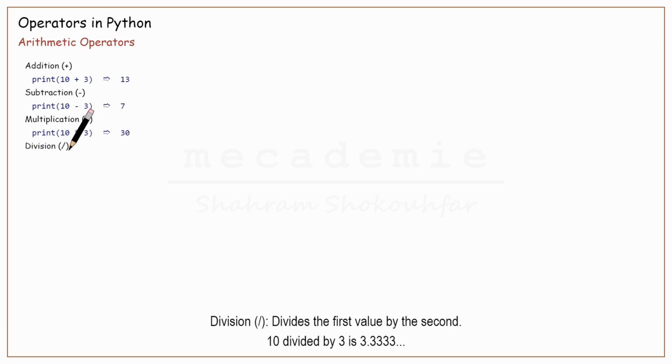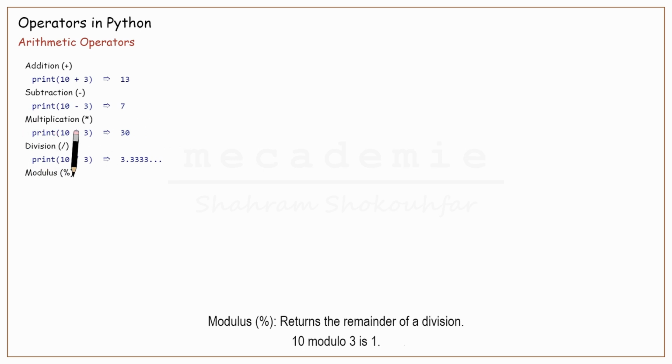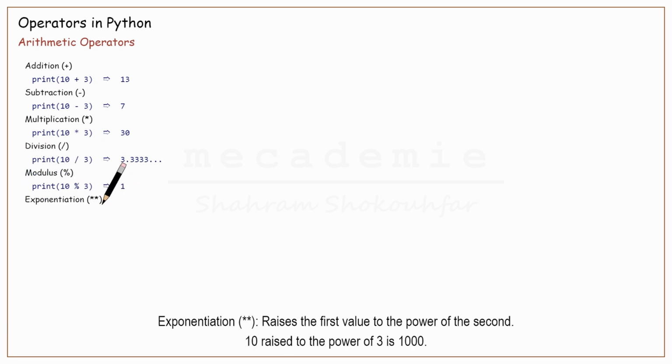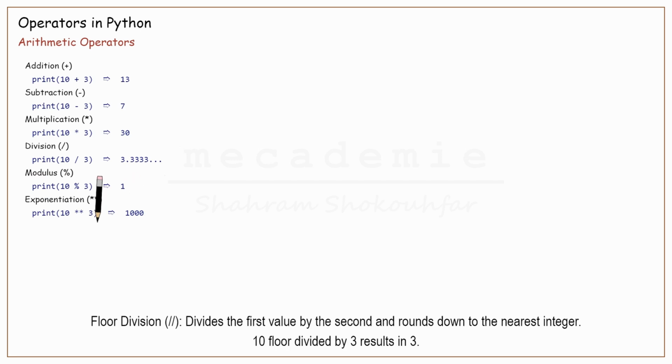Division divides the first value by the second. 10 divided by 3 is 3.3 repeating. Modulus returns the remainder of a division. 10 modulo 3 is 1. Exponentiation raises the first value to the power of the second. 10 raised to the power of 3 is 1000. Floor division divides the first value by the second and rounds down to the nearest integer. 10 floor divided by 3 results in 3.